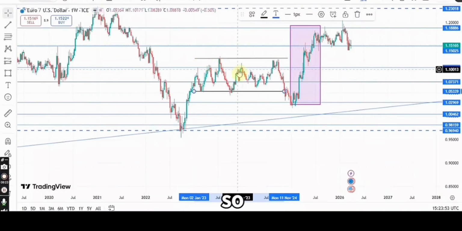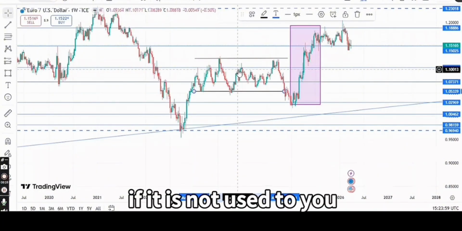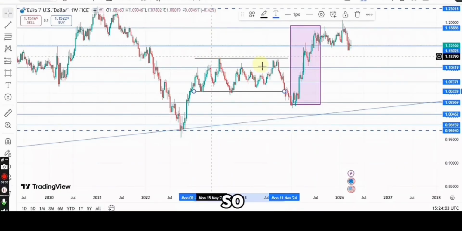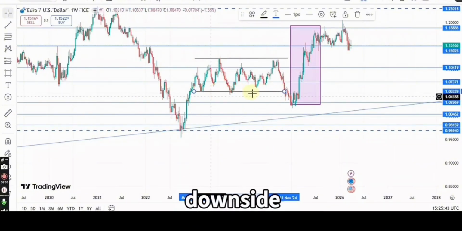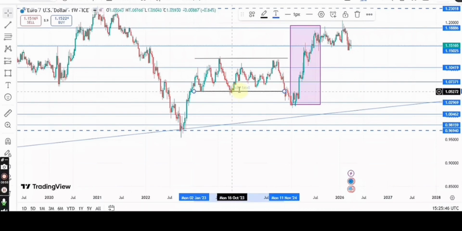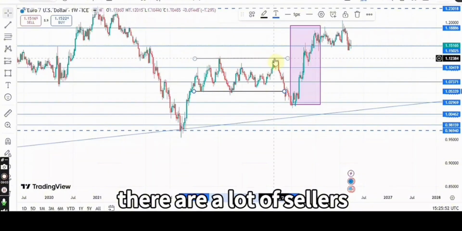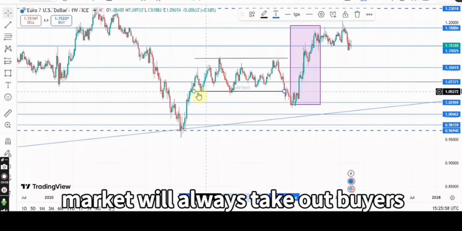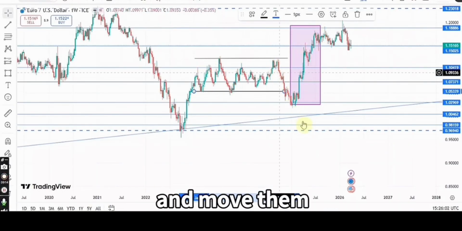So maybe if the concept of liquidity is not familiar to you, then you need to watch some of my previous videos to understand this particular concept. What I mean by liquidity is just that in this particular downside, there are a lot of buyers waiting to buy the market, and at this top there are a lot of sellers waiting to sell the market. So the market will always take out buyers and move up, or take out the sellers and move down.